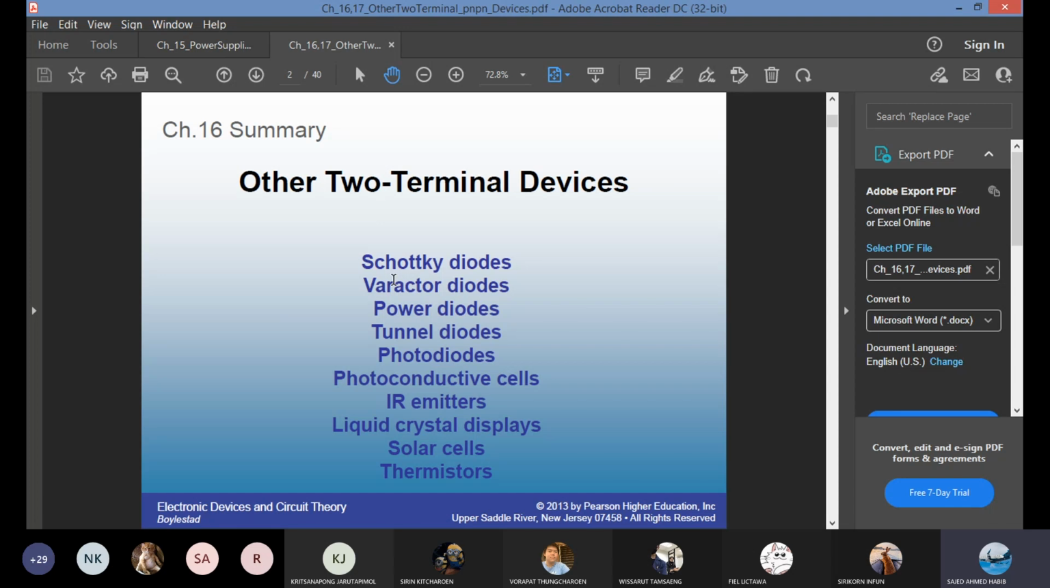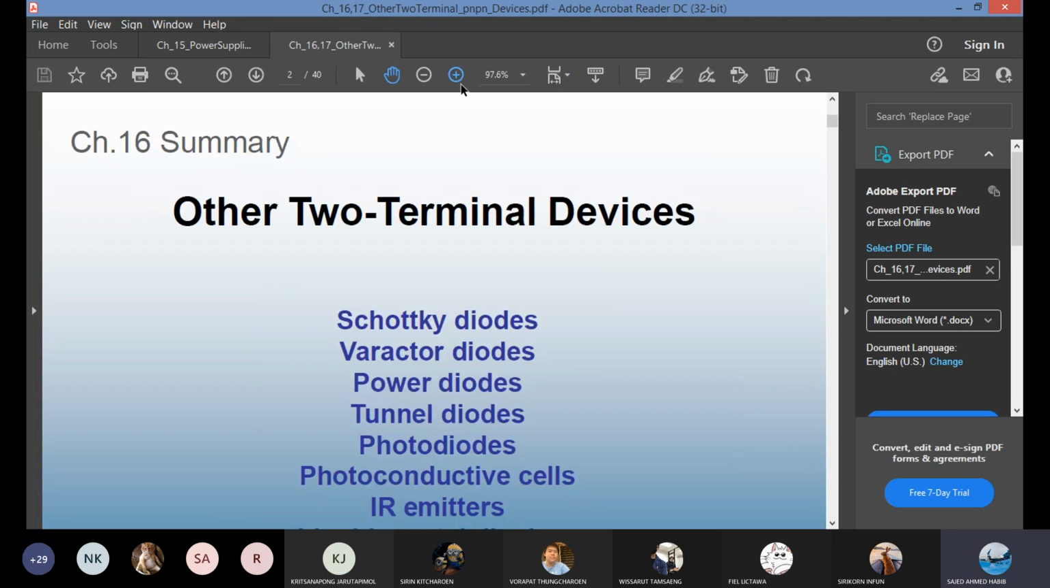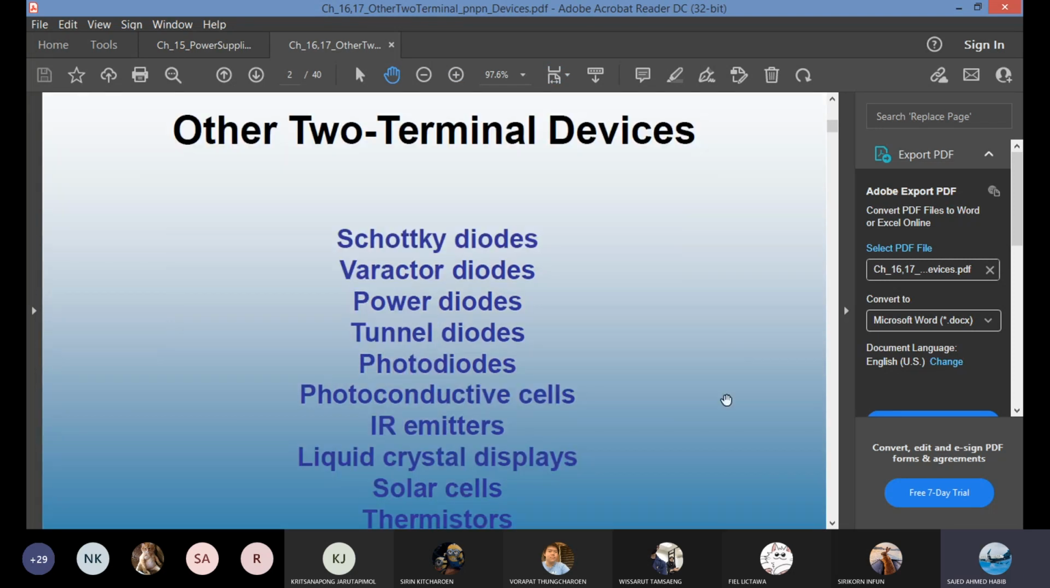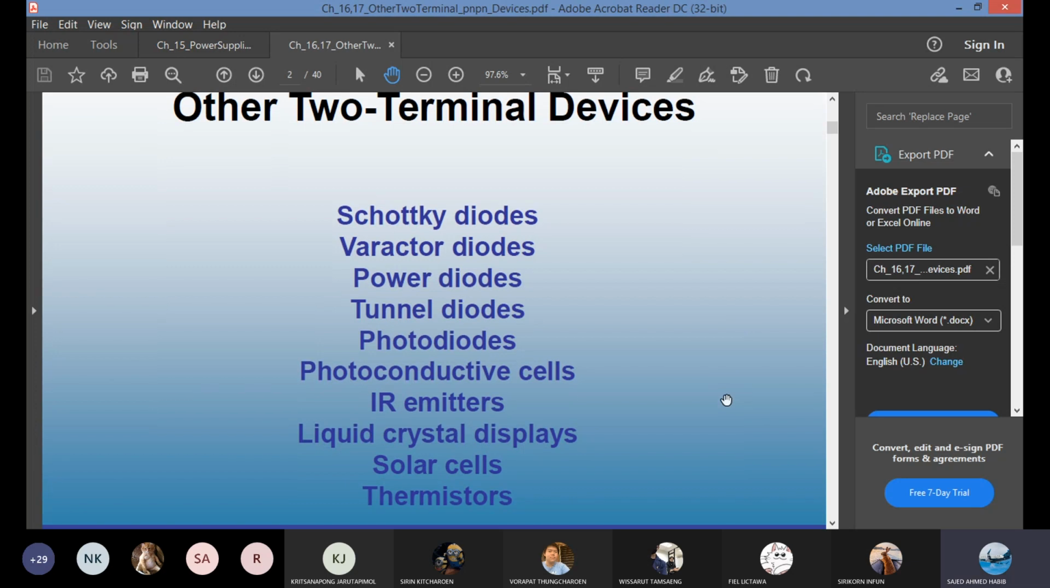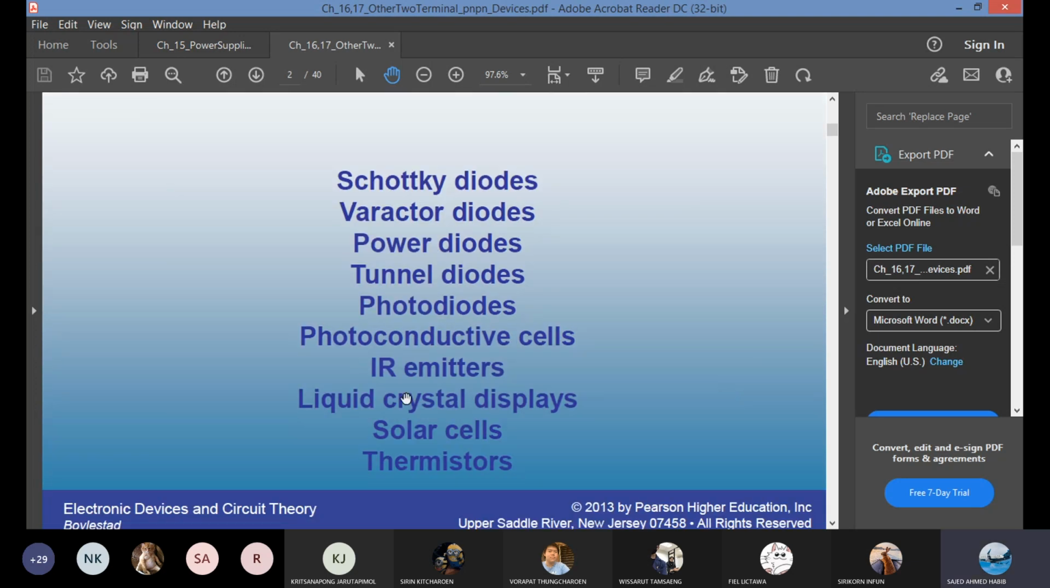What are the other two-terminal devices? These are some names: Schottky diodes, varactor, power diodes, tunnel diodes, photodiodes, photoconductive cells, infrared emitters (IR emitters), LCD, solar cell, and thermistor, which is a resistor that responds to changing temperature.